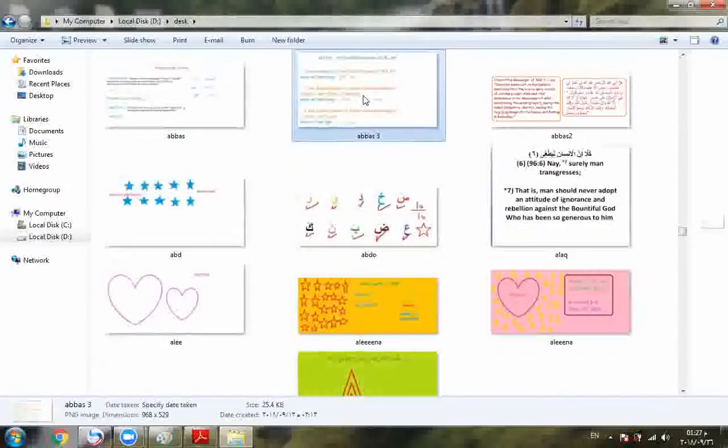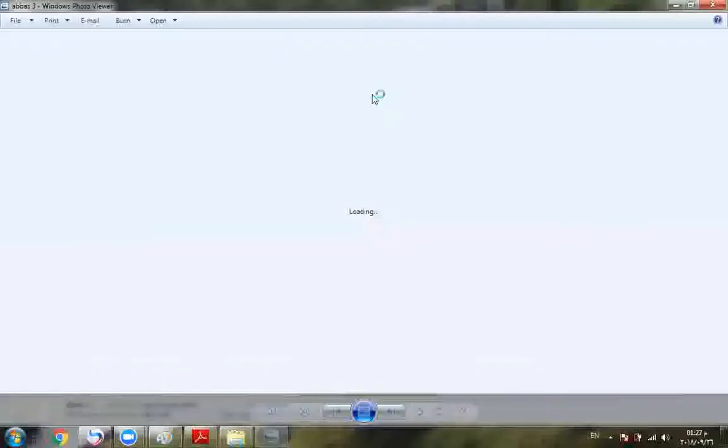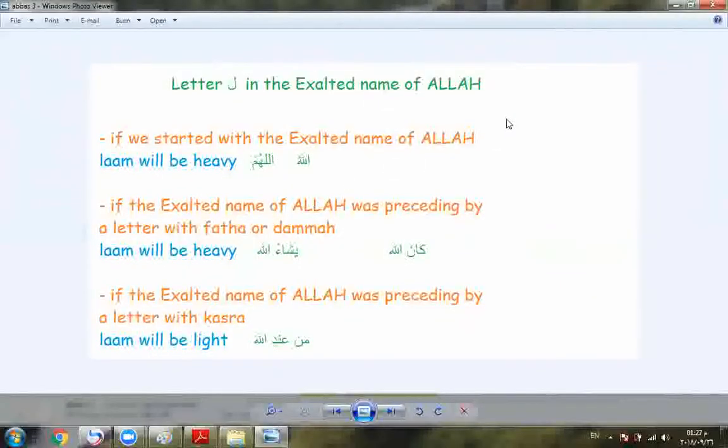Yeah, so of course, you know this rule. You know the lafz al-jalalah is the exalted name of Allah. When there is a fatha or a dhamma before the word Allah, we will read it heavy. And if there is a kasra before the word Allah, then we will read it light. And if we start with the exalted name of Allah? It will be heavy. Heavy, okay.